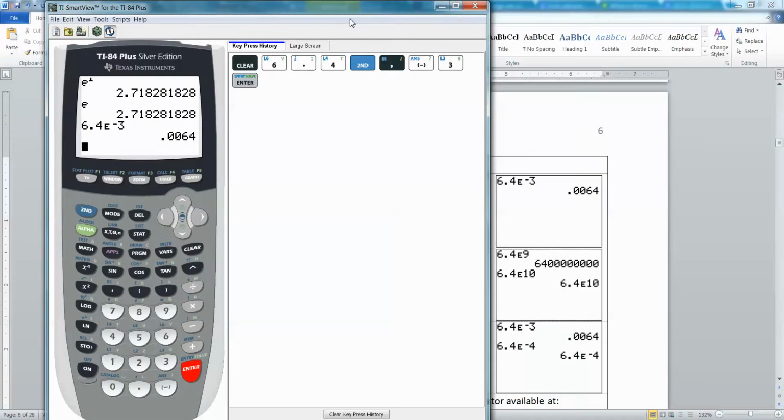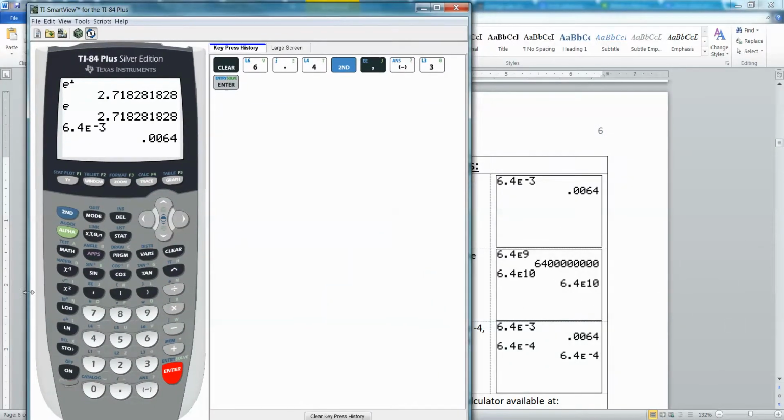So that's the fast way to get scientific notation. It's the little e that's above your comma button, not the lowercase e, which is a different number altogether, but the double e right there, which stands for EXP, exponentiation, exponent.